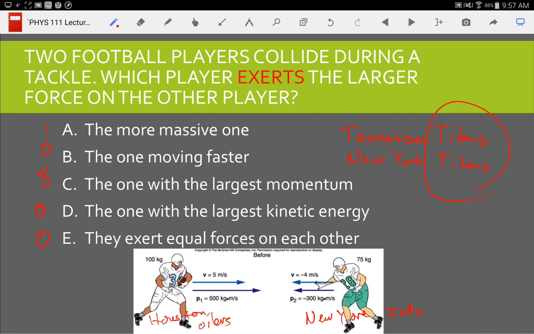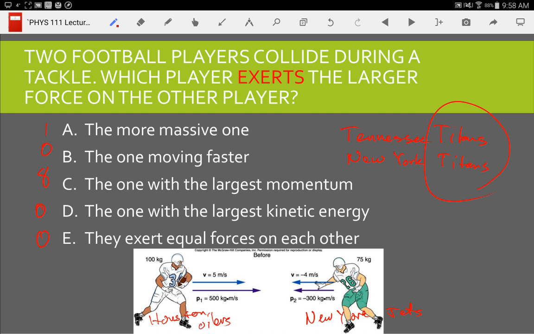This guy goes from 5 to, let's say, 1.2, just to put a number on it. This one goes from minus 4 to 1.2. He changed 5 point something. He changed 3 point something meters per second in the same amount of time. So the little guy had the bigger acceleration, but they have the same force. Net force is equal to mass times acceleration, so acceleration is net force divided by mass.